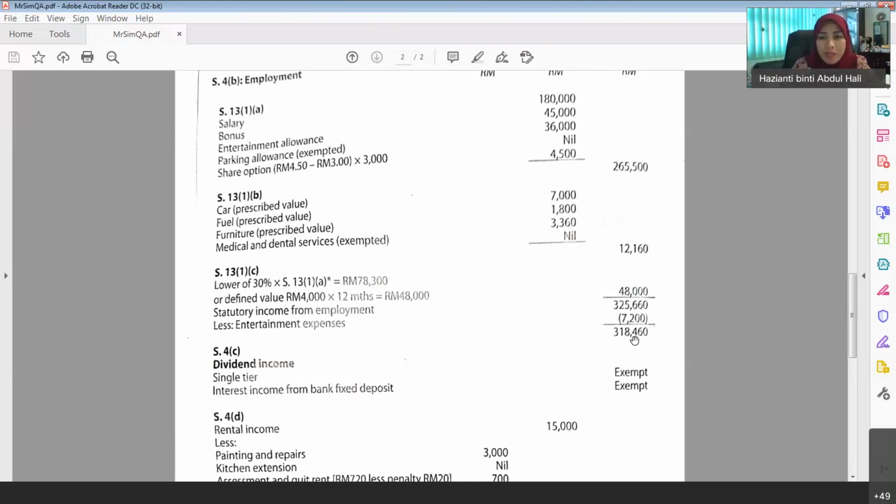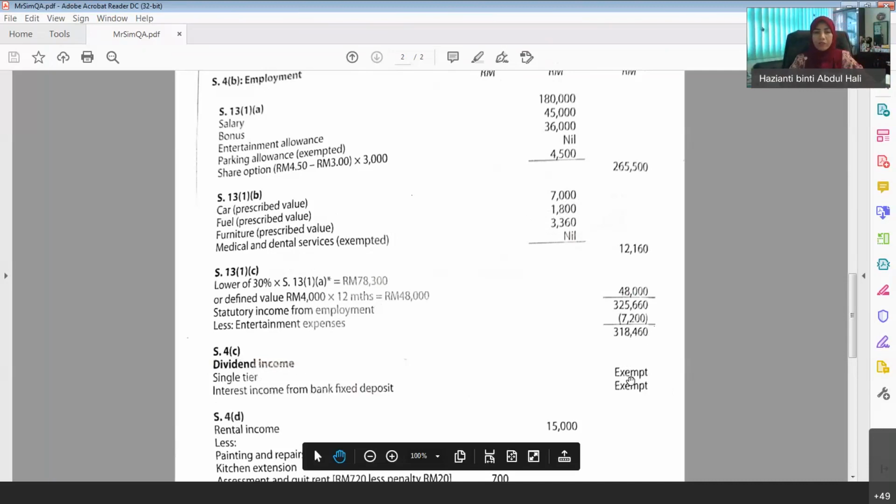Right. So we have 318,460 for the employment income. And then we move on to section 4C, which is dividend, interest and royalty. So they are the dividend and interest. So single tier dividend, exam, interest also. Exam, but please write the dividend and also interest here under section 4C. Do not just skip, saying the dividend is not taxable, interest not taxable. So you just ignore the item. We have marks for this part actually. Okay, letak je everything, just put there.